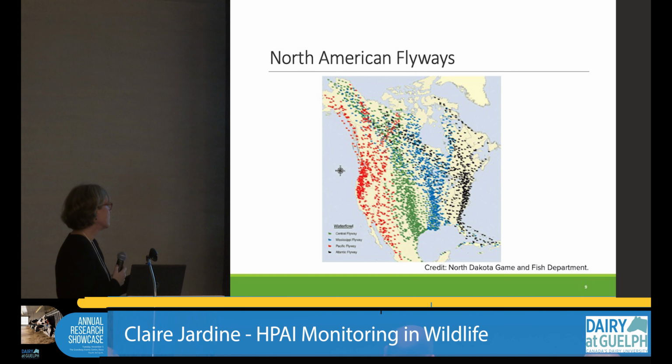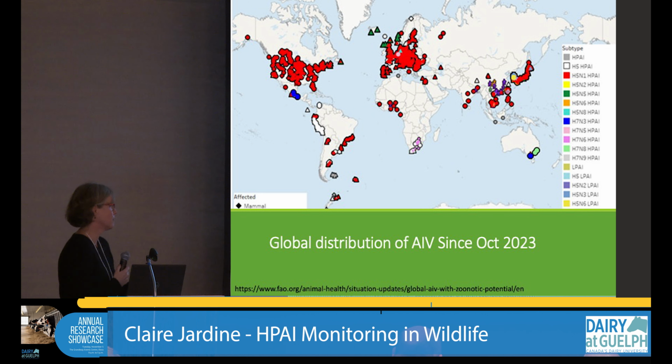Okay, and this is the almost global distribution of avian influenza since October 2023. So these are just cases that have been detected since October 2023. And you can see this amazing distribution of this particular virus, this H5N1 high-path avian influenza virus. And this is the one that we're really focused on and going to talk about today.